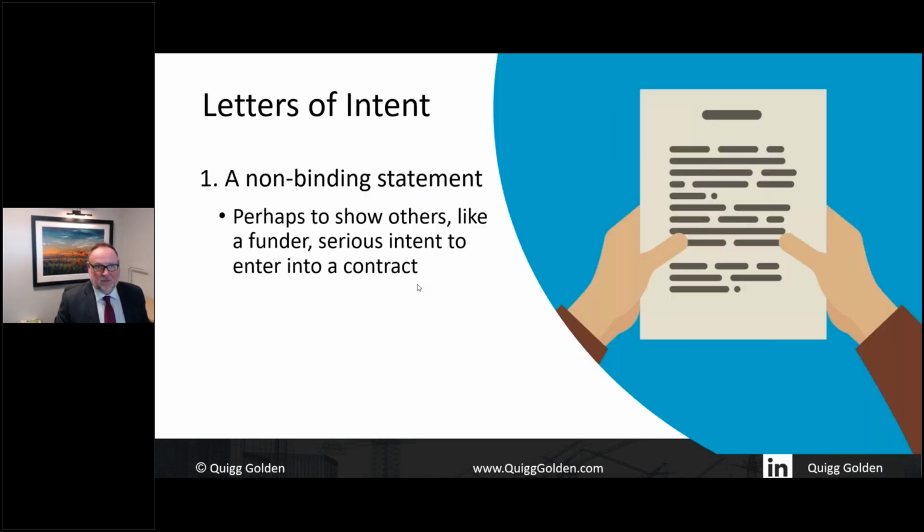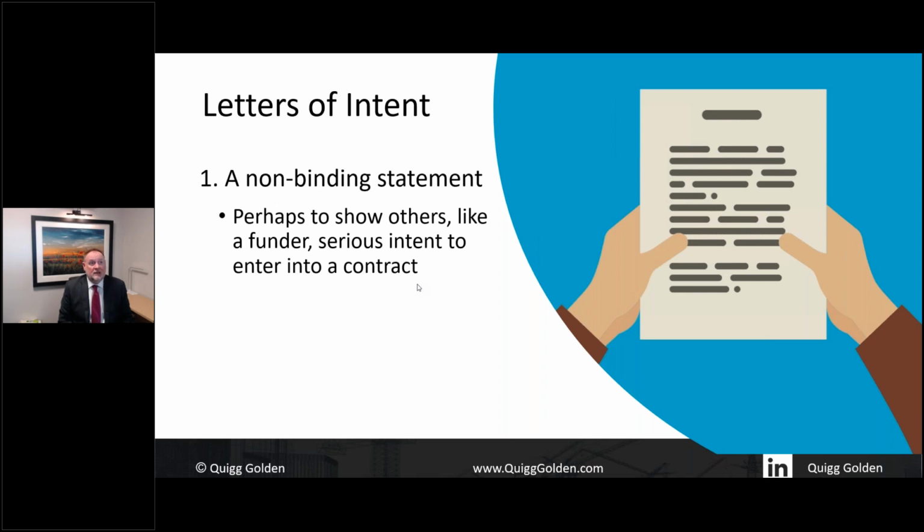Well, let's take the first, a non-binding statement of intention. Well, the key here is it's non-binding. So in the eyes of the law, it is absolutely worthless. It is nothing. It is a nothing. So why on earth might you want to propose one or draft one? Well, it might be that you want it to show others, like a funder, and it's demonstrating a serious intent on behalf of the parties to enter into a contract.